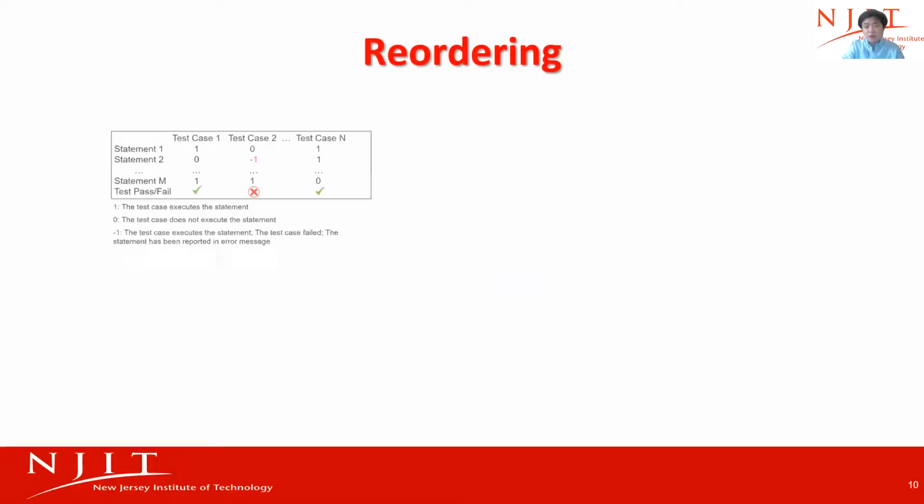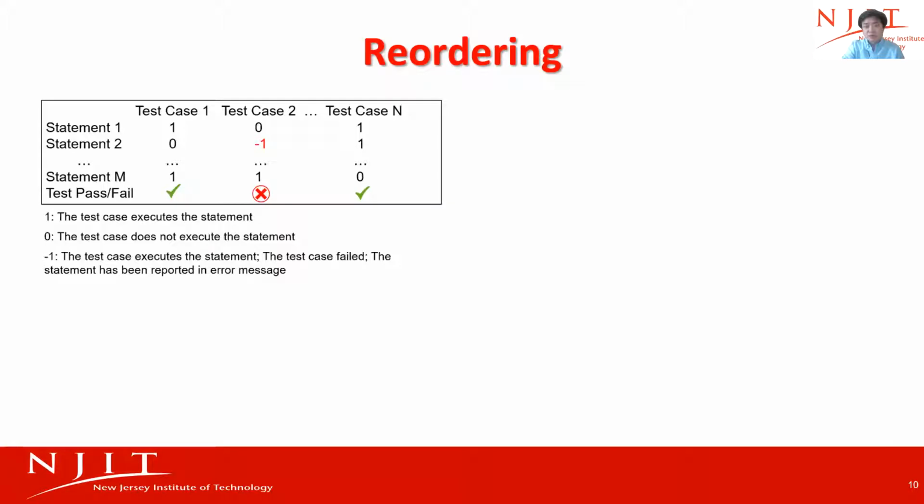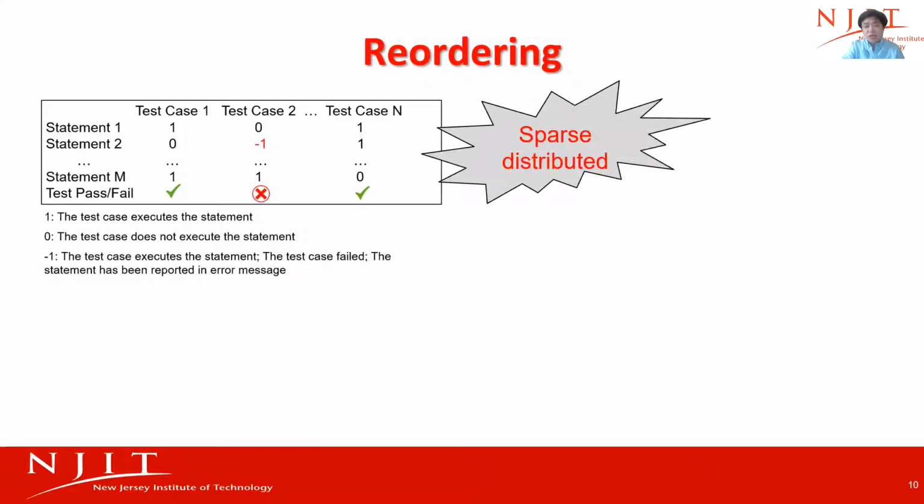As for the reordering, in the original code coverage matrix, 0, 1, and -1 are randomly distributed, so it's hard for a model to directly learn the information from it.